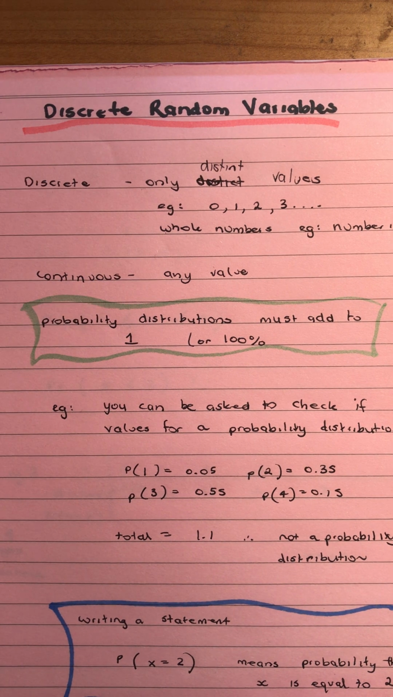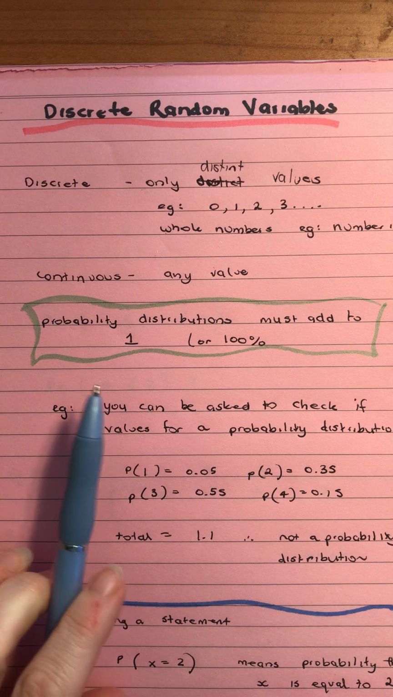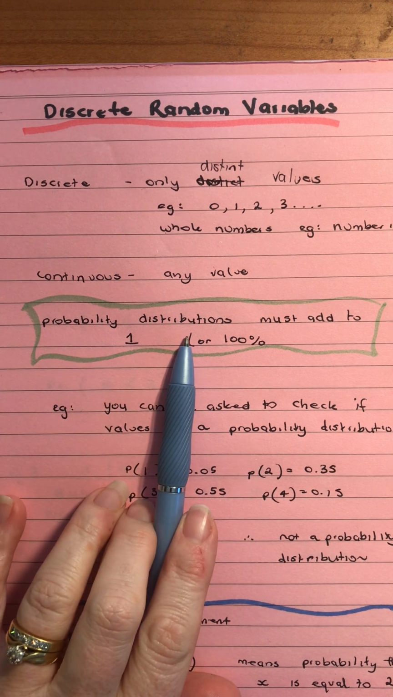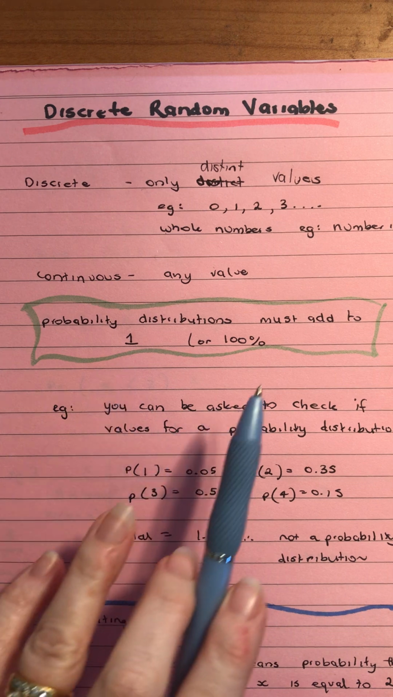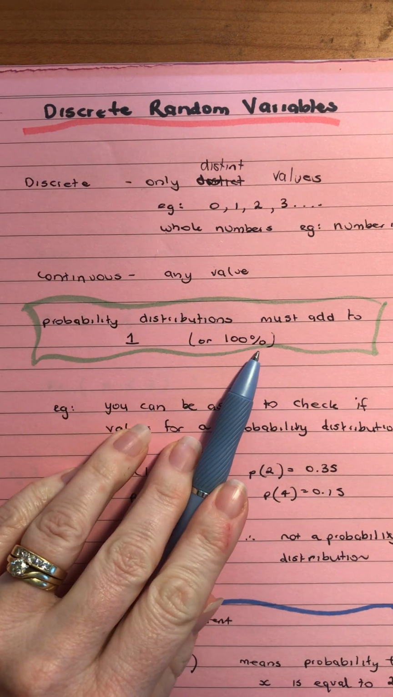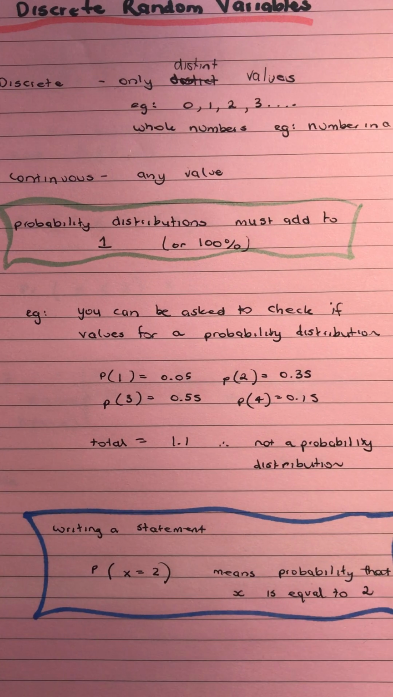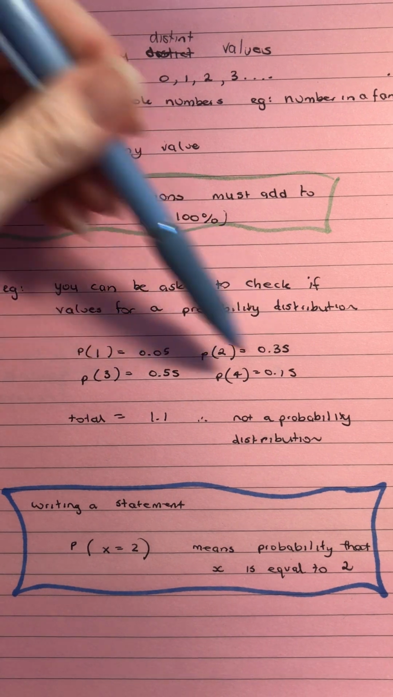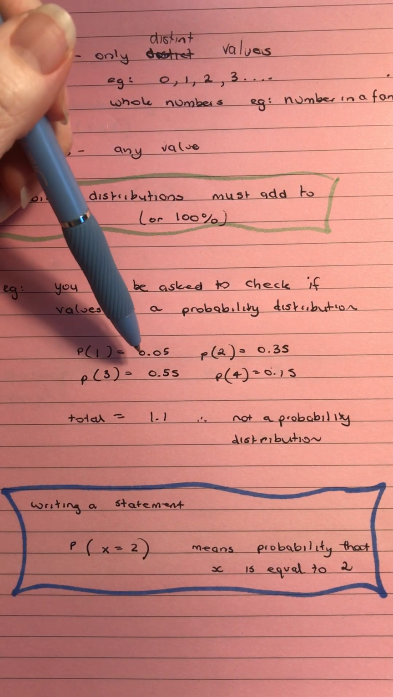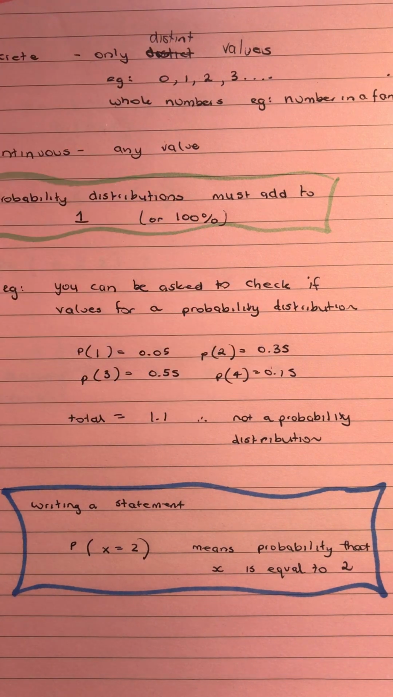So continuous is where you can have any values, so you can have decimals. We're focusing on our discrete in this section. Another thing to remember is if you have a probability distribution, it has to add to 1, or you might be given percentages, so then it would have to add to 100%. You can be asked to check if something is a probability distribution, and that's where you'll add up the probabilities and check what they equal. In this case, we've got 0.05, 0.35, 0.55, and 0.15. When we add them up, we get 1.1. So we can say, no, this isn't a probability distribution. If we got 1, then it would be yes. If we had percentages and we got 100%, yes, it would be a probability distribution.